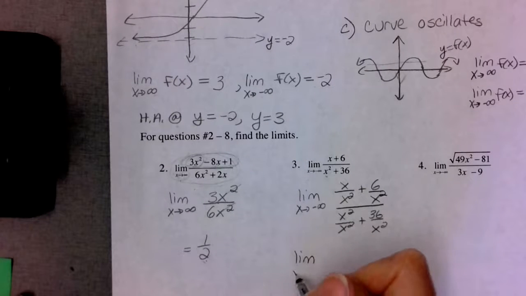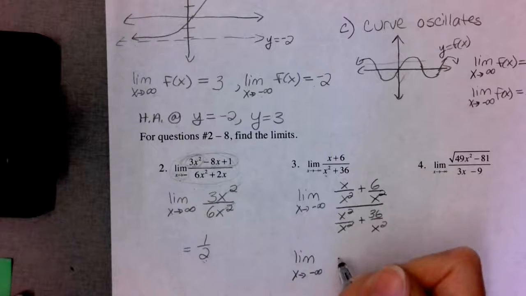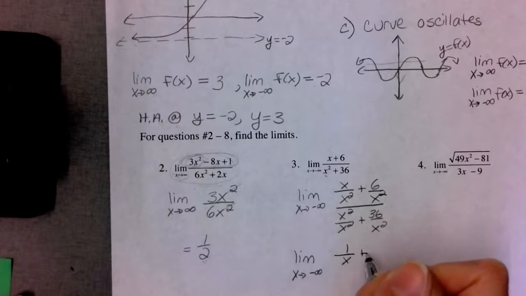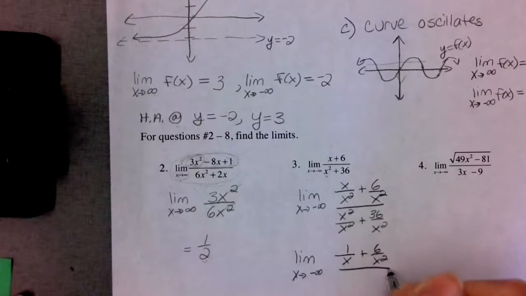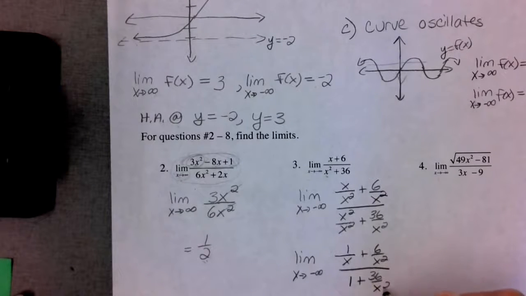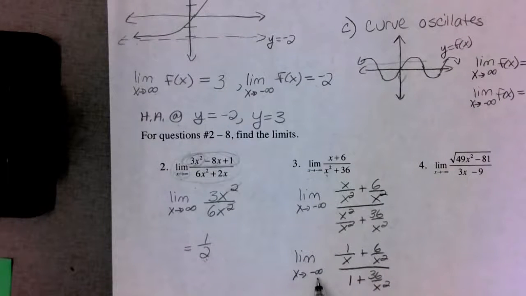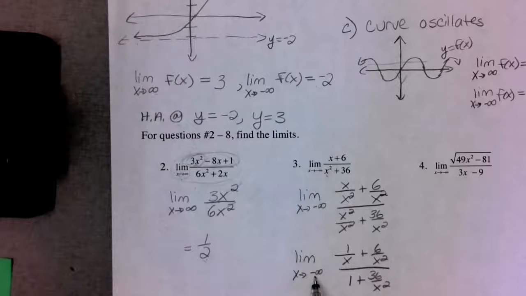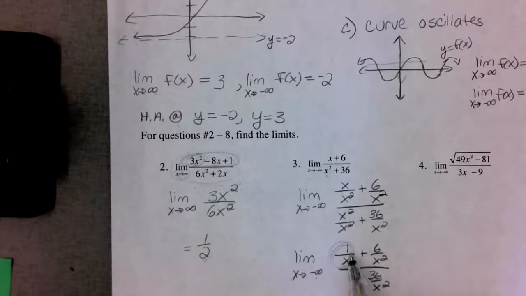Simplifying, I have the limit as x approaches negative infinity of 1 over x plus 6 over x squared, divided by 1 plus 36 over x squared. What happens when I analyze going to negative infinity is I think about the rational parent function from last year. If you know this graph, then as you go left on the graph, this graph is approaching a horizontal asymptote of 0.